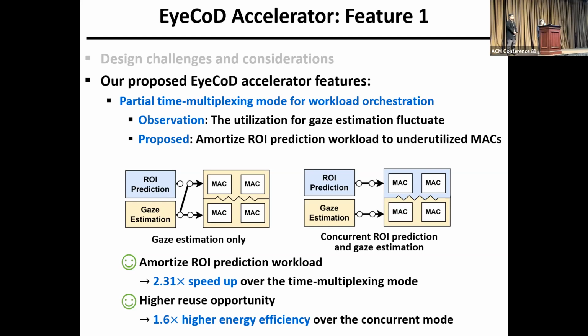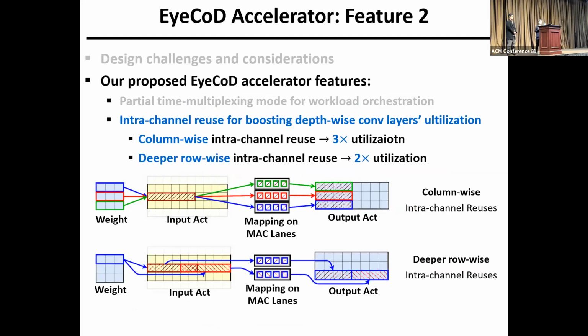To improve the input activation reuse, we propose to use intra-channel reuse dataflows. Specifically, we have a column-wise intra-channel dataflow and a row-wise intra-channel dataflow for depth-wise layers to increase the MAC utilization by 3 times and 2 times respectively.